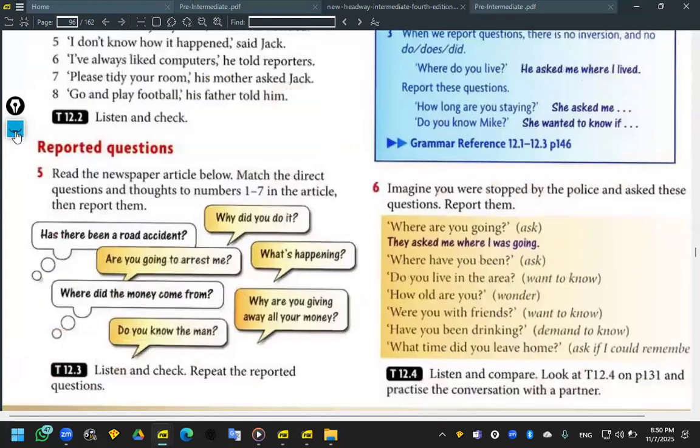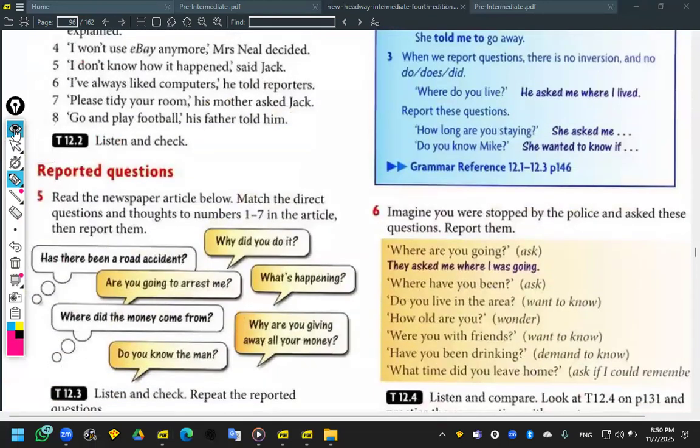Now I think it's time to start solving number 5. Number 5, guys, down here we have an article. So let's try to read this article and match the direct questions and thoughts to the numbers from 1 to 7. I'm going to show you the article and here the questions and thoughts.